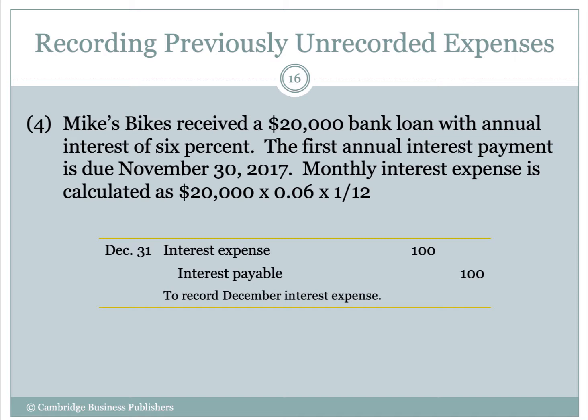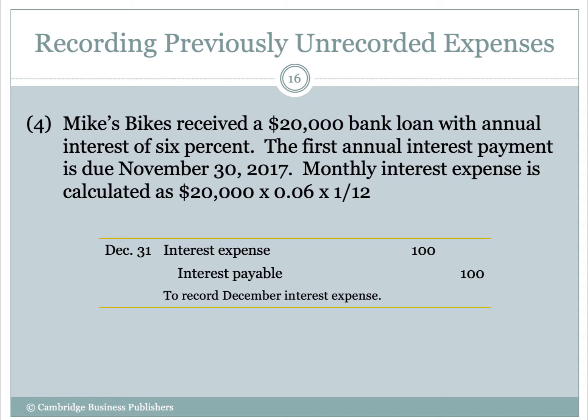What happened? Well, I owe 6% on a bank loan, right? I've had this loan for 1 month. I've incurred 1 month worth of interest expense. I'm going to have to pay it way down the road, right? Doesn't matter. I still need to recognize that I have an expense. I'm going to pay it 11 months later, okay? So anytime we have any unrecorded expenses, we are always going to debit an expense and credit a liability, okay?